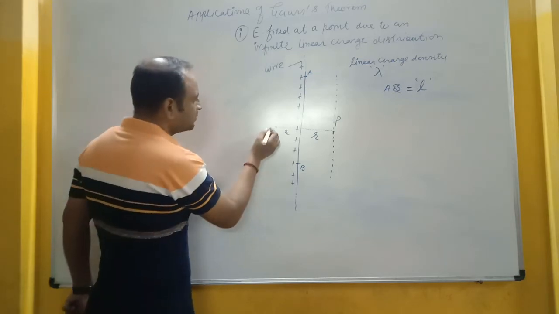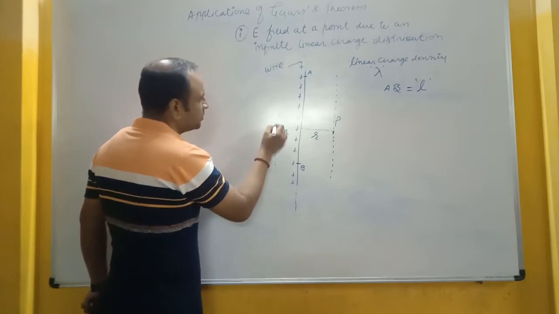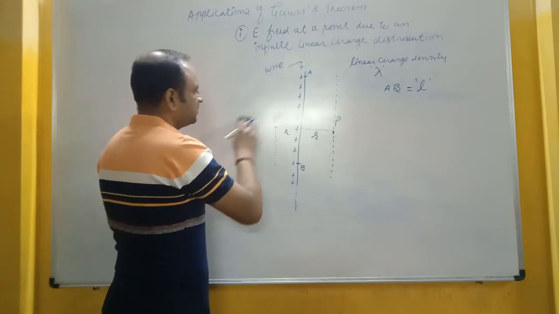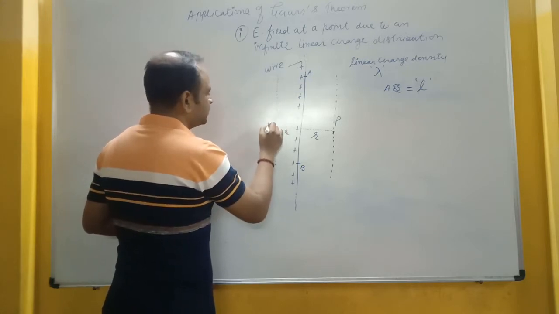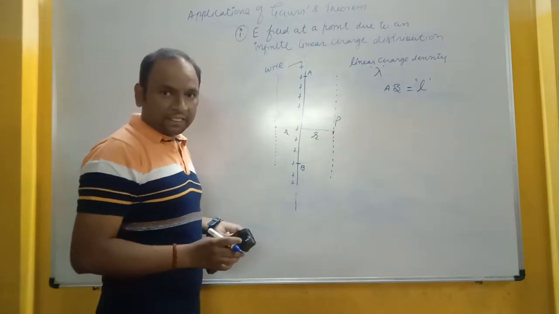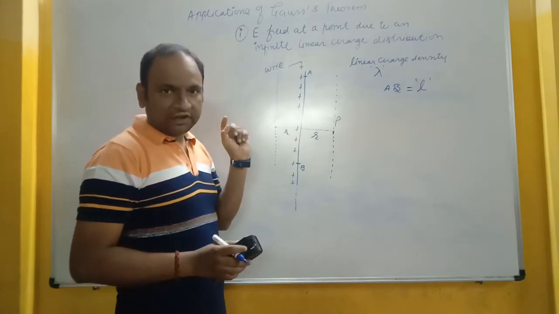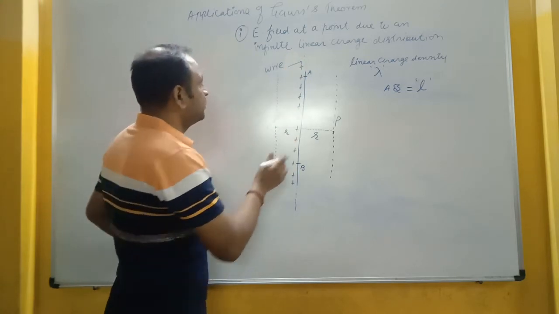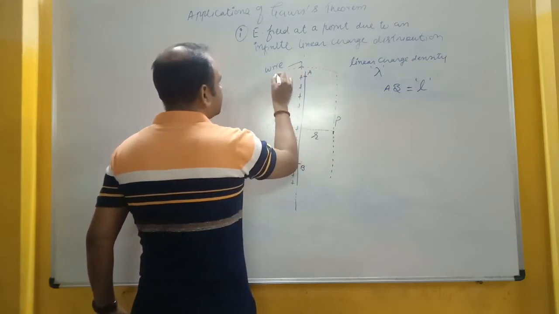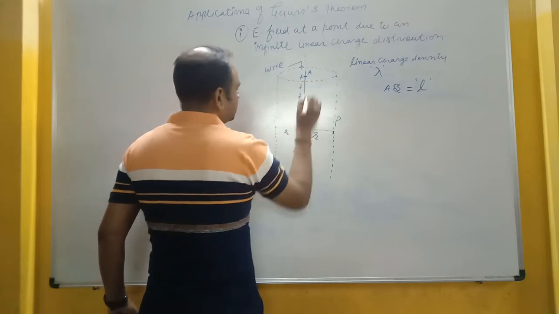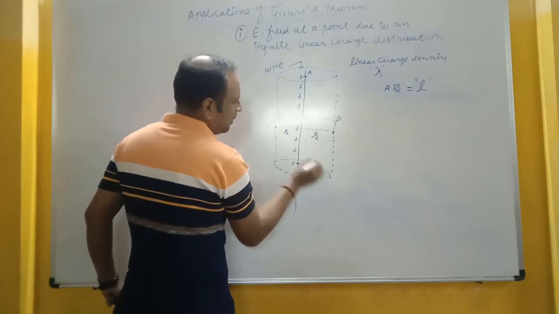And again from this point P dash, if I draw a line which is parallel to the infinitely long distribution, it is something like this. This is the point P dash, this is the point P. Both the points P and P dash are at the same distance R from the wire. Now what will I do? Suppose I draw a cylinder, something like this. This is a cylinder.